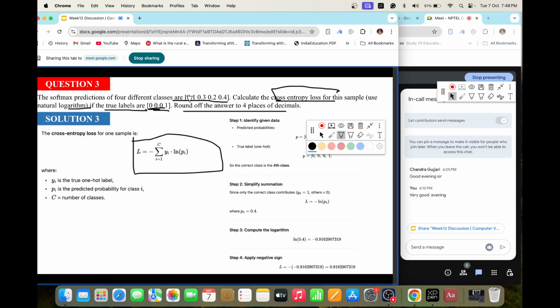y4 is nothing but 1 into ln, that is log base e, ln means log base e. p4 is 0.4. So 1 into log of 0.4. So the minus is also there, don't forget it. Minus 1 into log of p4. So the answer is coming 0.91629 something. So 0.9163 is your answer, rounded to 4 decimal places.